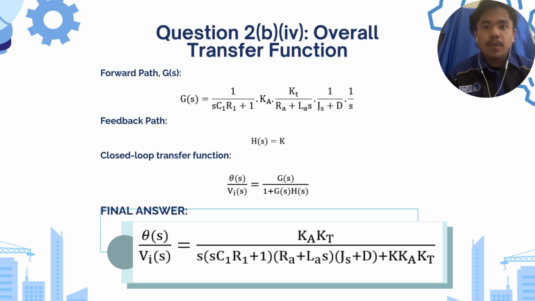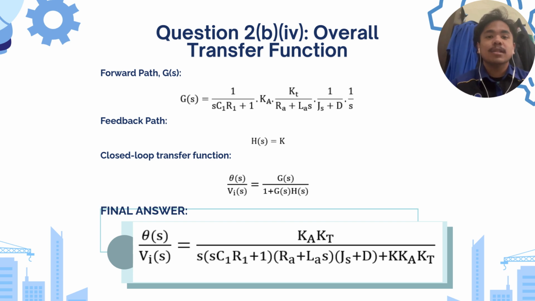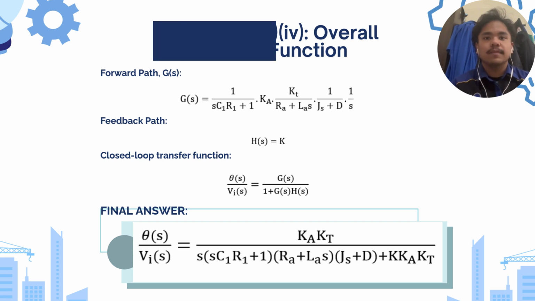For question B4, we are required to find the overall transfer function by using the block reduction method. First, we combine all the blocks in the forward path of system. The forward path consists of the RC network, the amplifier, the electrical part of the DC motor, and the mechanical load, including the integrator. By multiplying the transfer function of this cascaded block, the forward path transfer function is obtained. Next, the feedback loop with gain K is considered. Using the standard closed loop transfer function formula, the overall transfer function of the system is derived.